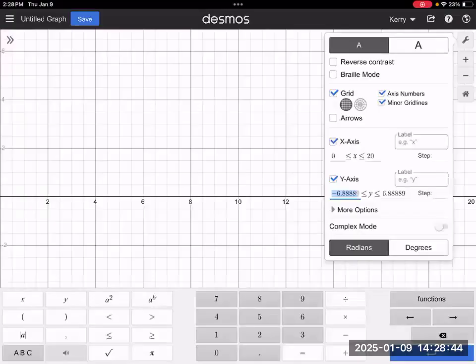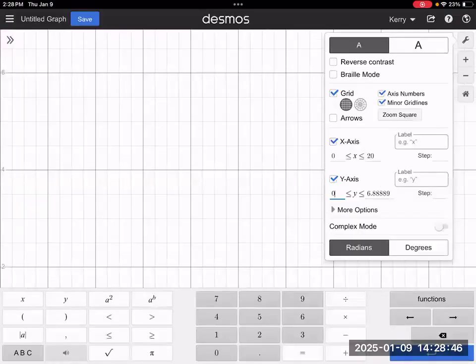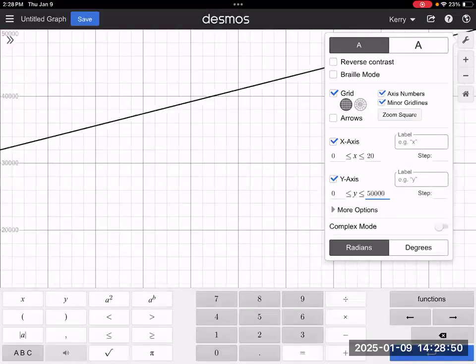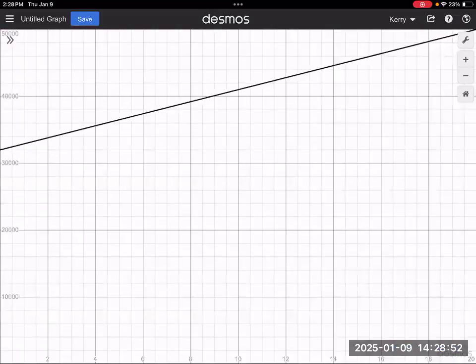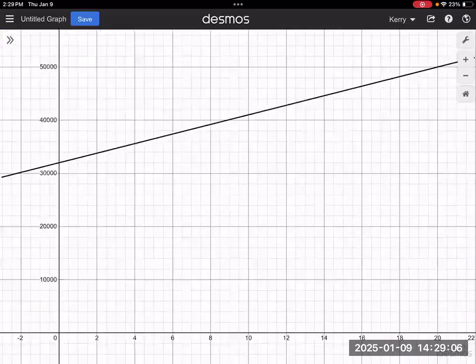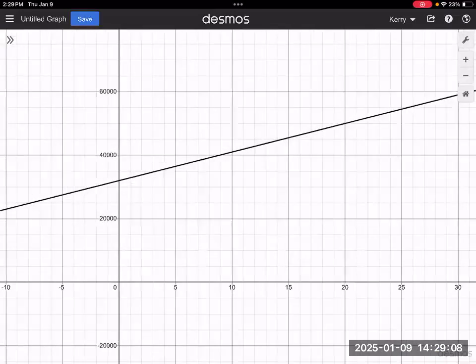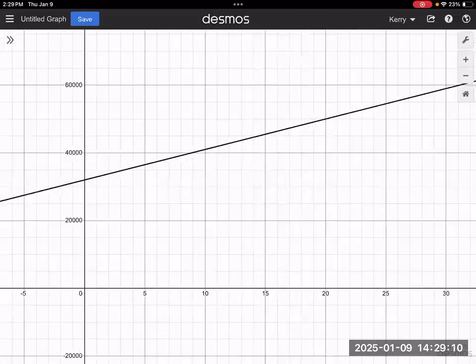And then if we want to change, let's go from 0, and then we go to 50,000. What do we think? We might not want to start at 0. Notice that there's so much of a gap, but it's a good estimate of what this thing should look like. And again, it gets us an appropriate viewing window. And then from there, we can make some estimates.